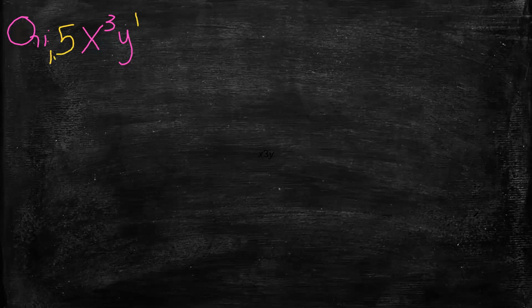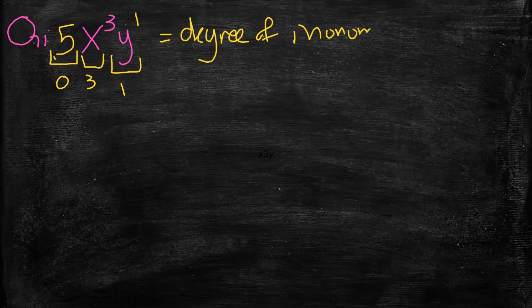Now, the degree of the constant is 0. Here it's 3, and here it's 1. So the degree of the monomial will be 4, which is 3 plus 1.